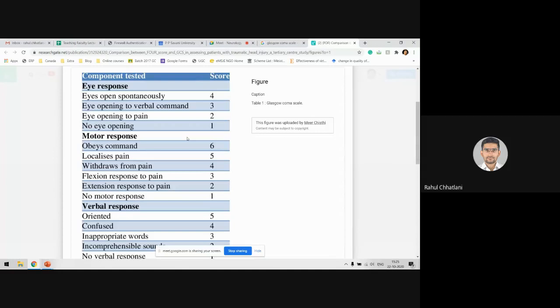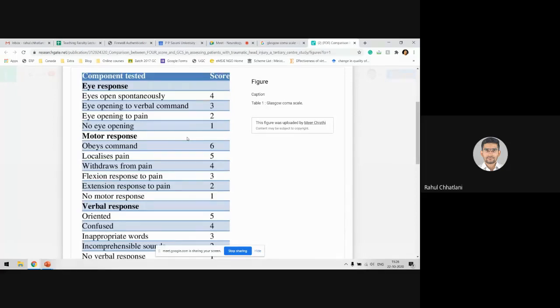After that, we see the motor response. You tell the patient to make a fist or move any limb in a specific direction. If they are able to do it, it is normal; that is, obeys command. If you pinch a part and they withdraw it by moving the part where you are pinching, that means they are localizing the pain. That is grade 5.